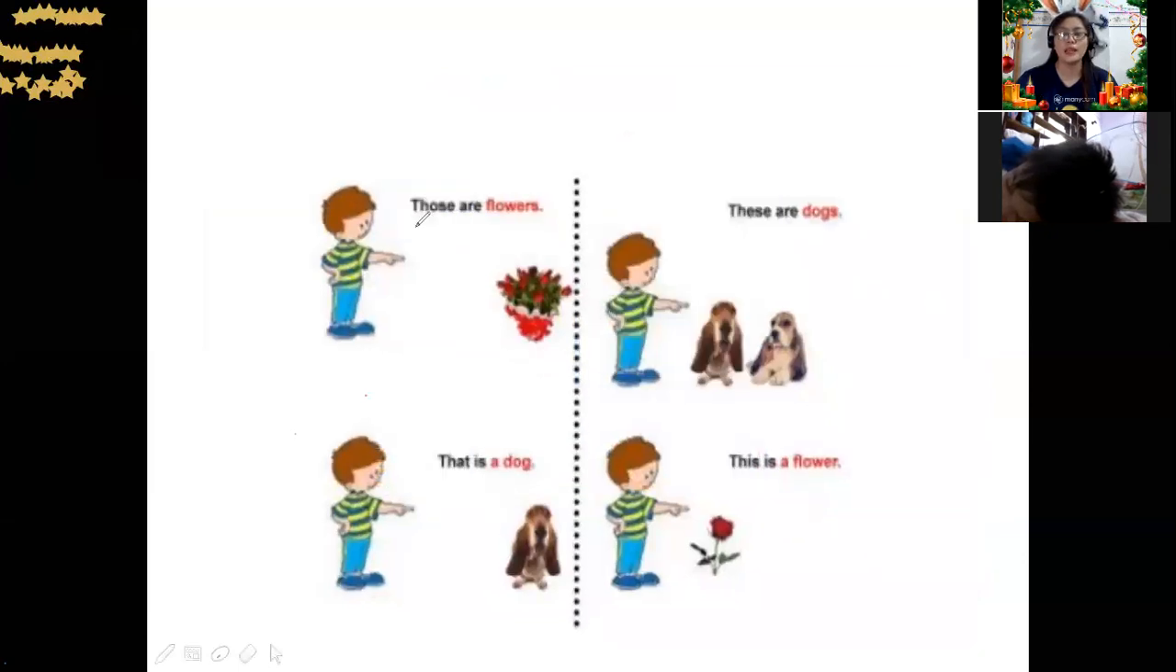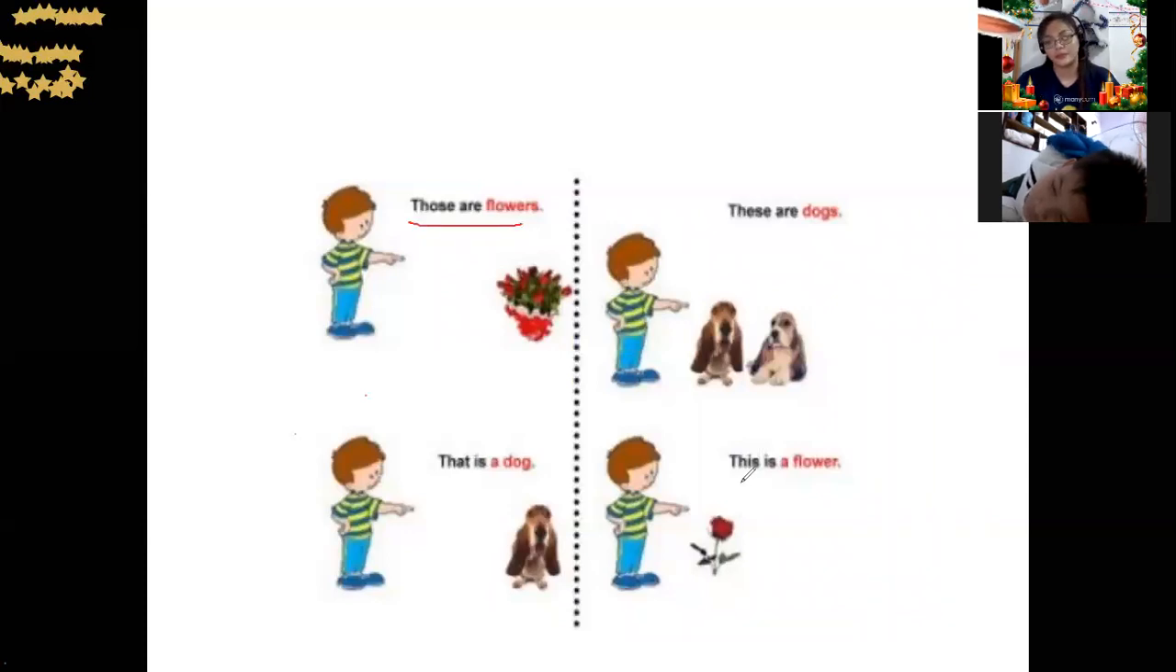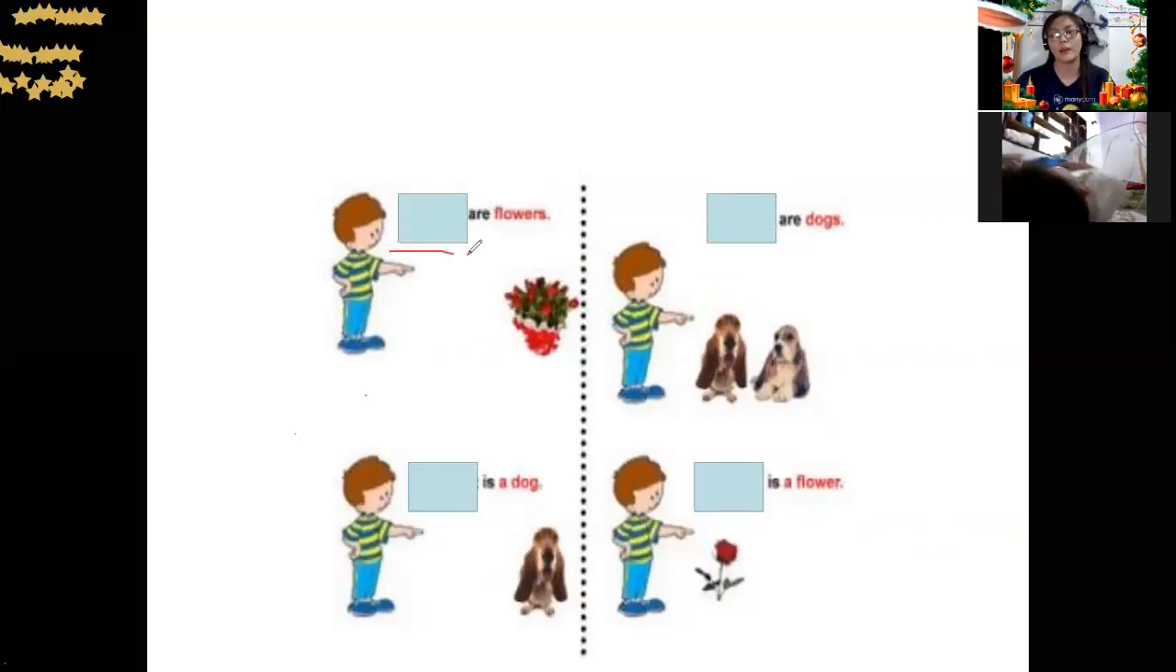Okay, what about this one? Please read. Flower. Okay, those. That is a dog. This is a flower. Very good. Okay, what should we write here? Three. There. Oh no, that's a flower. Hello? Are you sure? This is a flower.